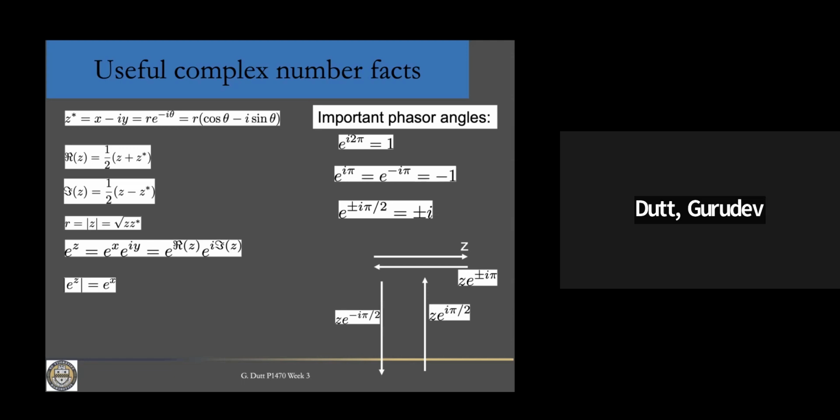And similarly, the 90-degree rotations are also easy. So e to the i pi over 2 is a rotation by 90 degrees in the complex plane. e to the minus i pi over 2 is a rotation by minus 90 degrees in the complex plane. And of course, the 2 pi will be just coming back to itself. z times e to the 2 pi i is just the same number, itself.